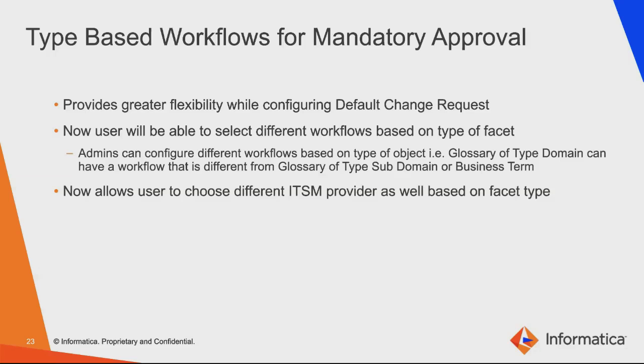Now, one of the things that we could not do in the past was have different kinds of workflows for every type of asset. For example, if you wanted to use a different workflow for glossary of type domain versus glossary of type subdomain or business term, that was not possible. And with this feature, it basically gives you extra flexibility, if you will, to pick and choose the workflows that you want for every type of asset. So for a glossary of type domain, subdomain, term, and metric, you can use 4 different workflows if you desire.